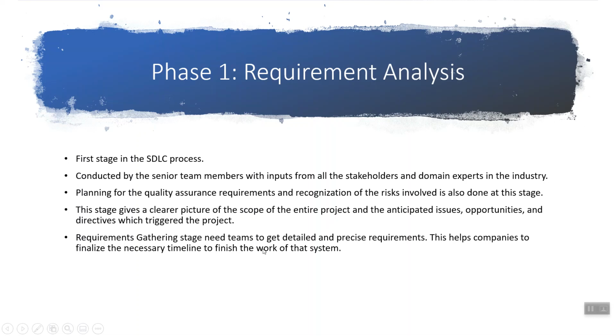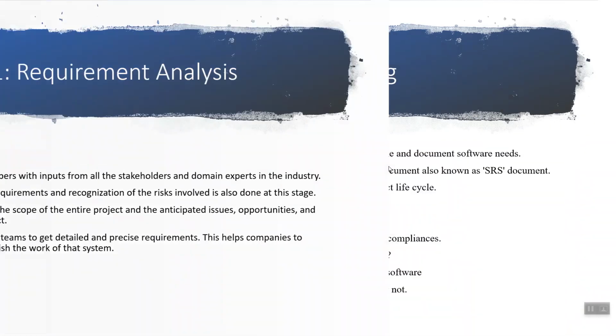Requirement gathering stage needs teams to get detailed and precise requirements. This helps the companies to finalize the necessary timeline to finish the work of that system. So this is one of the most important phases in software development life cycle.